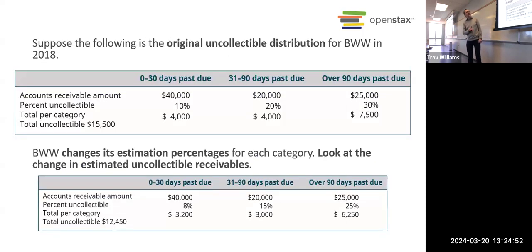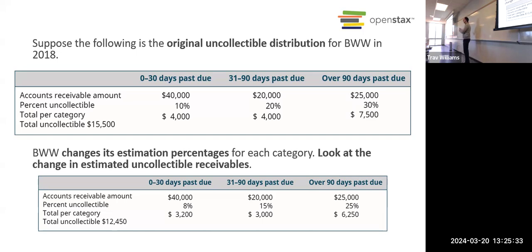Okay, they took up a whole lot of space just to say that. And let's see. So here's the original distribution for their aging. They have these 3 categories: 0 to 30 days past due, 31 to 90, and more than 90 days past due. Down here, we see the same 3 categories. The only thing that changes here is the percentages. The amounts are the same. But again, they looked back. They said, you know what, we need to update these percentages.